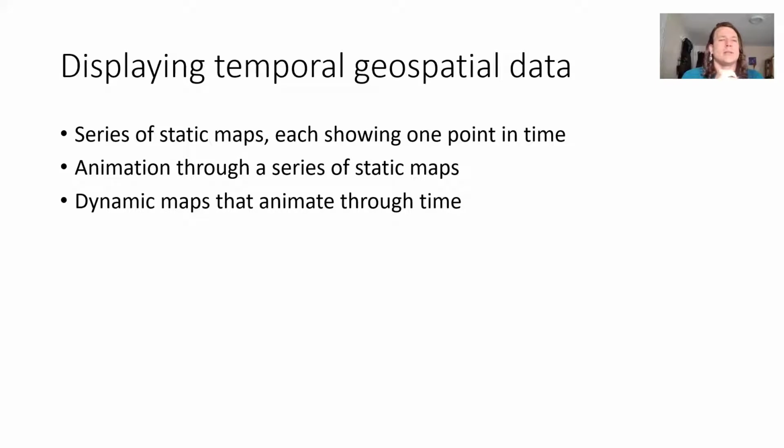So how do we go about displaying temporal geospatial data? Three options I'm going to suggest for you are a series of static maps, each showing one point in time. You can do an animation through a series of static maps, or you can create dynamic maps that animate through time. These are more interactive, so you can work with them.